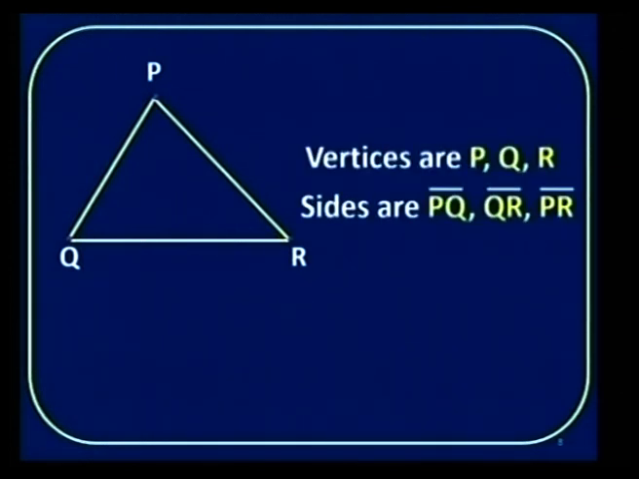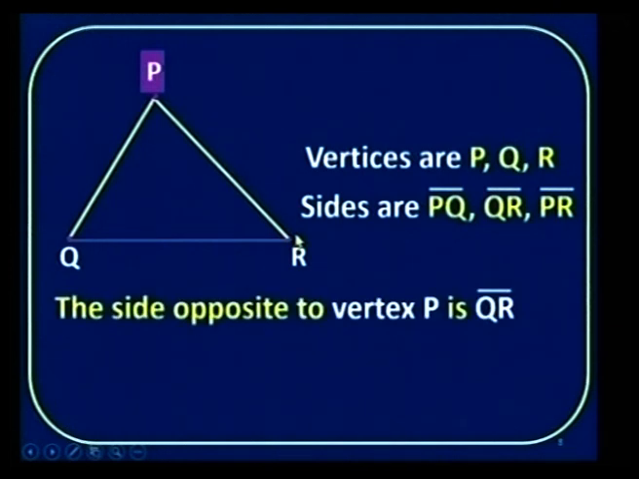Now what are you observing on the screen? A triangle with 3 vertices P, Q and R. So vertices are P, Q, R, sides are PQ, QR and PR. Okay. Now what are you observing on the screen here? This is the vertex P, this is the side QR. Suppose I ask you a question, what is the side opposite to vertex P? Then what you have to say? You have to say QR. The side opposite to vertex P is QR. Okay children, now what are you observing here? This is the side PQ.